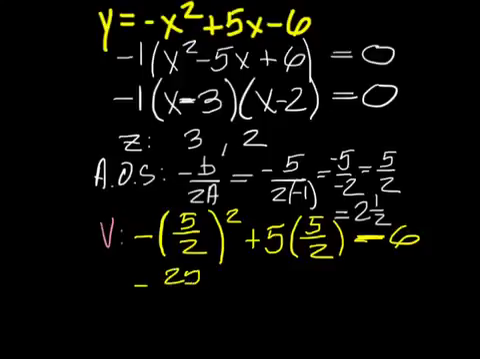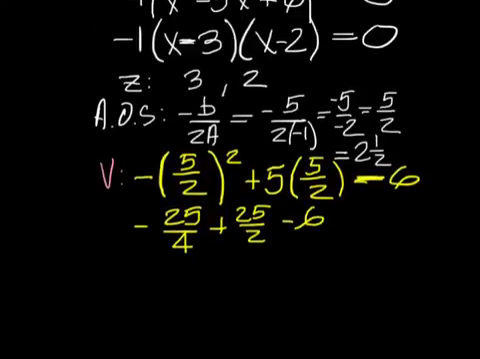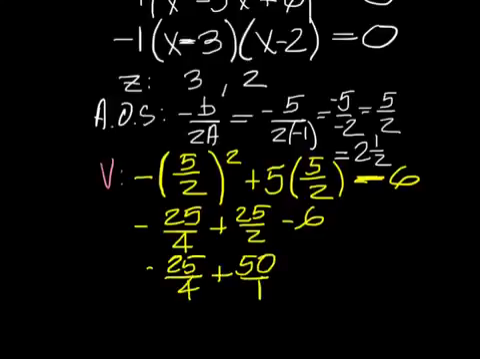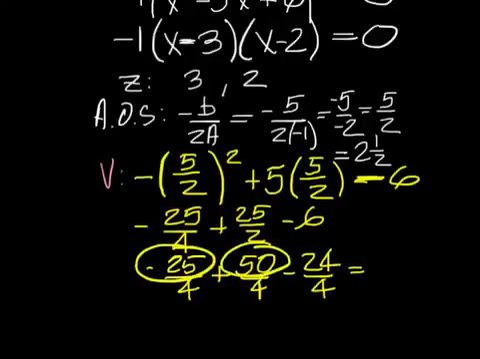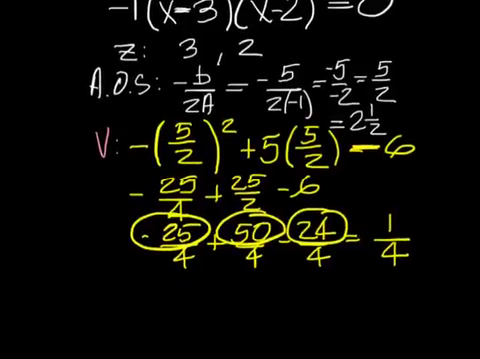This would come back to be negative 25 over 4 plus 25 over 2 minus 6. And you would end up having a common denominator of 4, which would make this one 50 over 4 and this 24 over 4. So negative 25 plus 50 is 25, minus 24 is 1. So you would come back with 0.25 in your calculator, or 1/4, same thing. And your vertex is going to be the point 2.5 and then 1/4.